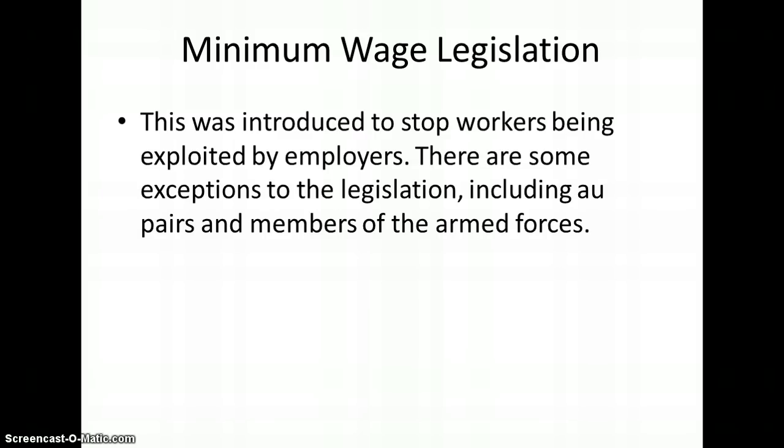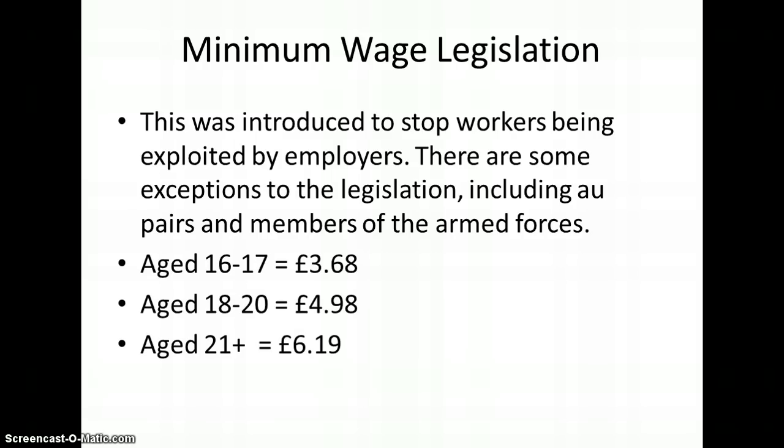The last piece of legislation, so that's 4 pieces of legislation, is the minimum wage. This was introduced to stop workers being exploited by employers. There are some exceptions to the legislation, including au pairs and members of the armed forces. In the grand scheme of things, the minimum wage is relatively new. It was introduced or reintroduced in 1997 and has been around since then. And it sets a minimum rate for 3 different age groups. It was updated last year.